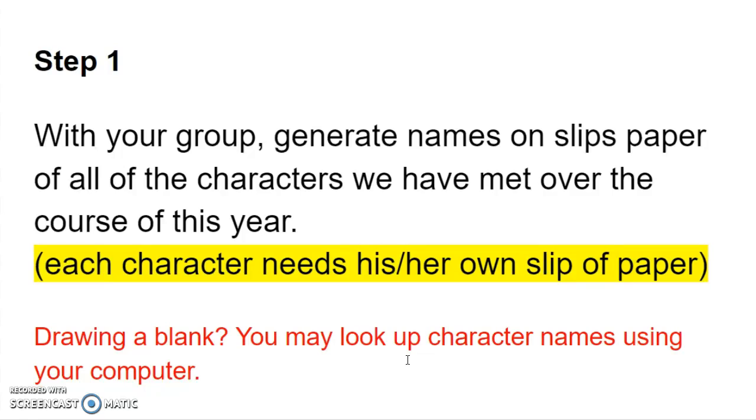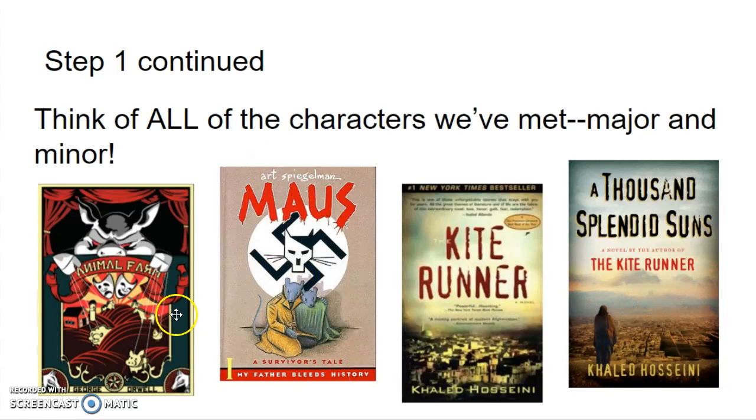So go ahead, when I say pause, whoever is running this, go ahead and pause for the next 7 minutes or so, and see how many characters everyone can get. Again, we're looking for characters from Animal Farm, from Maus, The Kite Runner, and A Thousand Splendid Suns. Those were the major fictional stories that we experienced this year. And so again, you are simply just writing down the characters. It's that easy. All right, go ahead and pause.